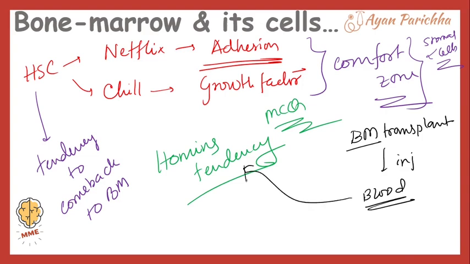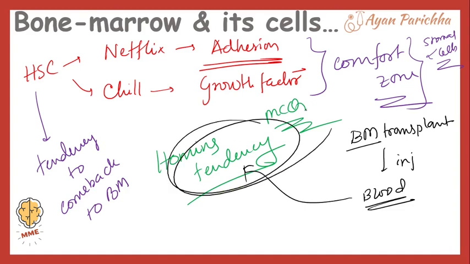Wherever in the body you inject the bone marrow, it will find its way back into the bone marrow. The hematopoietic stem cell injected anywhere in the blood, at any part of the body, will find its way back into the bone marrow house. So, it will go back to bone marrow due to its homing tendency. So, this homing tendency is the principle behind bone marrow transplantation. Very important MCQ.